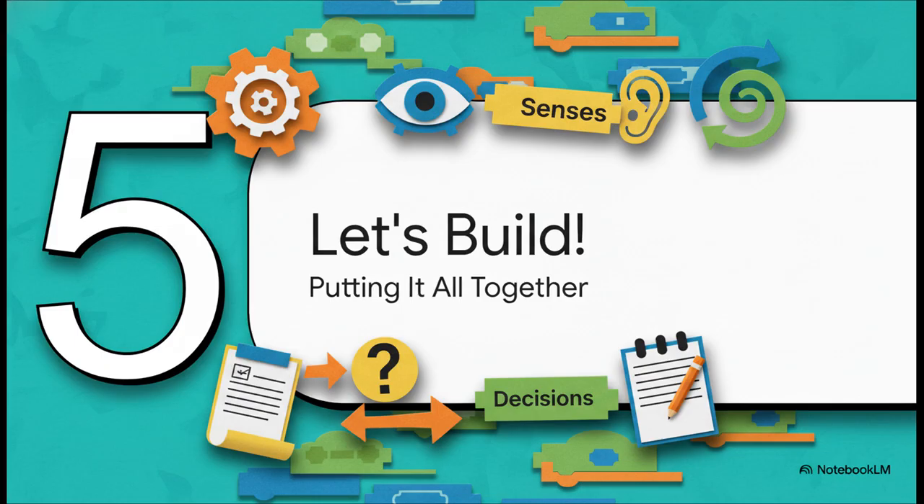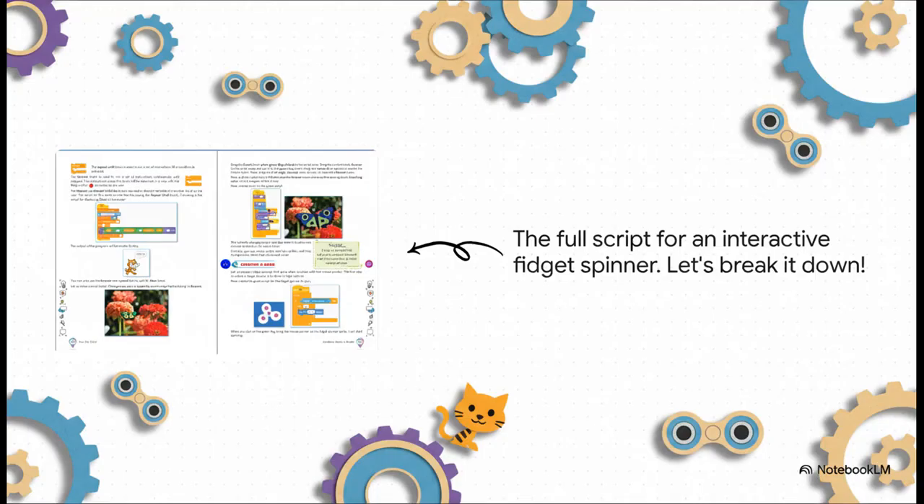Okay, so we've got our starters, our actions, our senses, our decisions, memory, and repetition. We officially have all the tools we need in our toolbox. So let's put it all together and build something cool. And here it is. This is the complete script for that interactive fidget spinner.